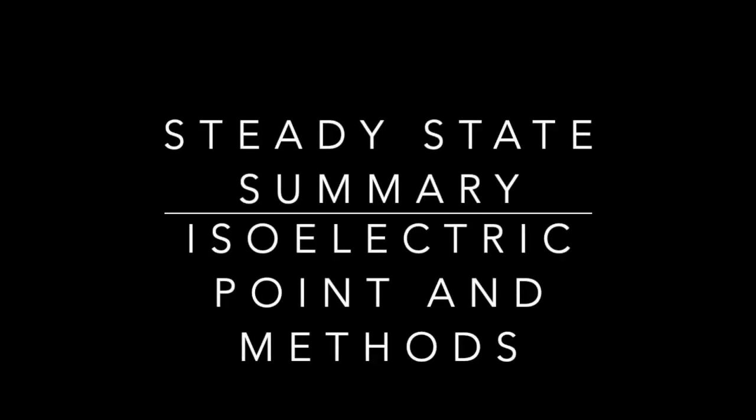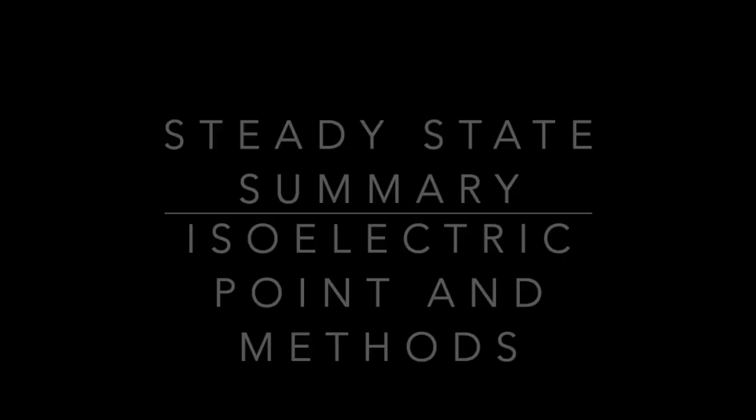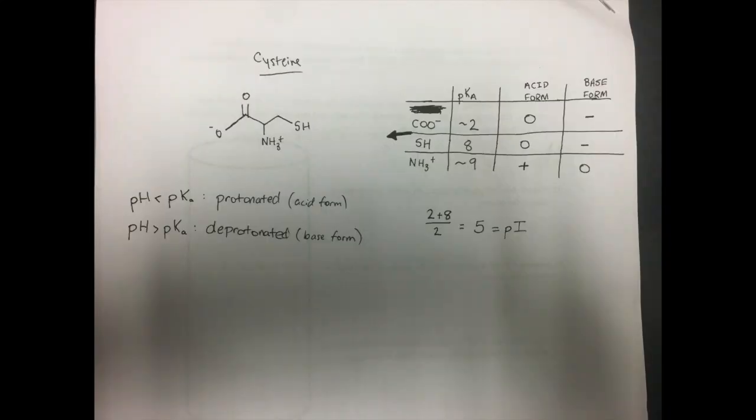In this video, we're going to be covering some different biomolecule attributes that are useful for purification, especially the isoelectric point, as well as a small review of some of the different techniques we have covered in class up to this point. For starters, what exactly is a pI value?